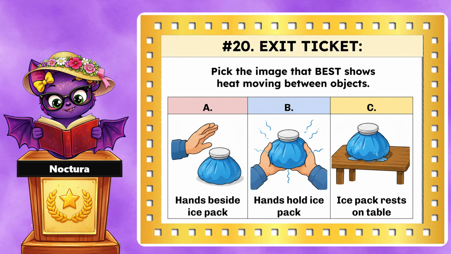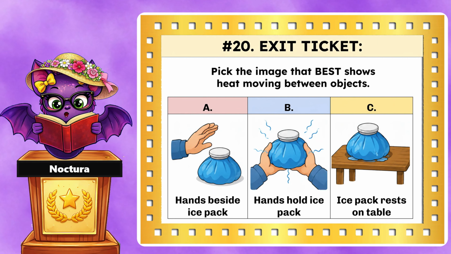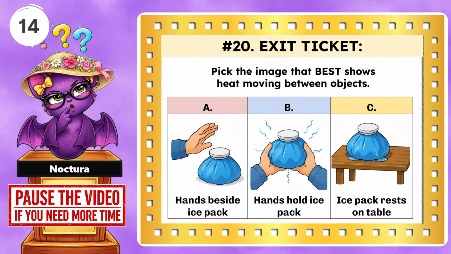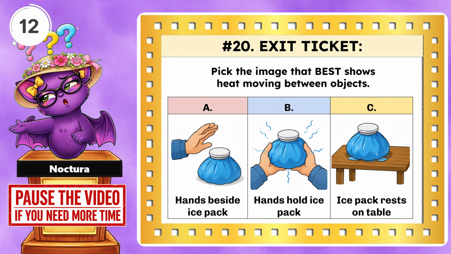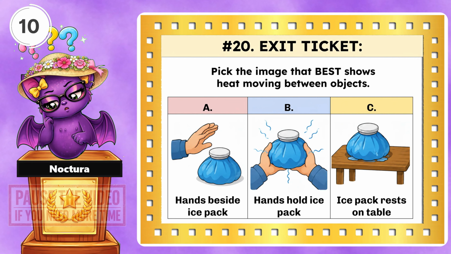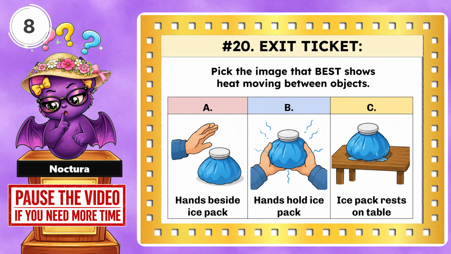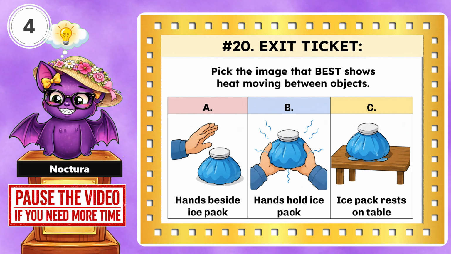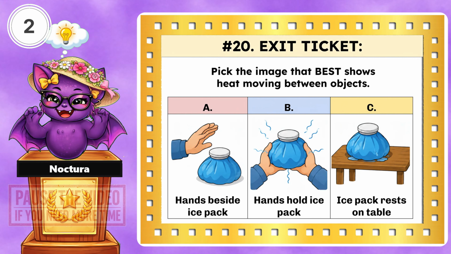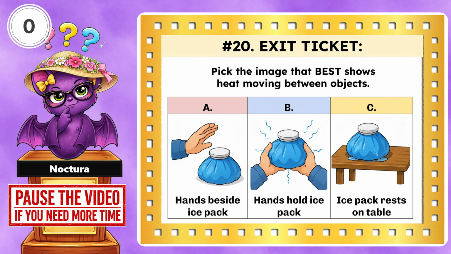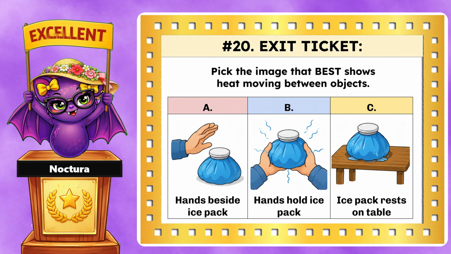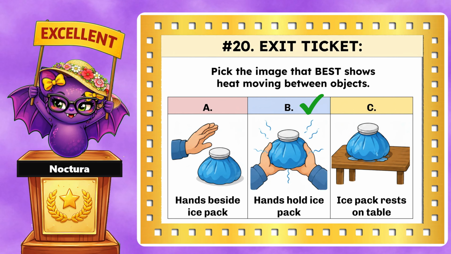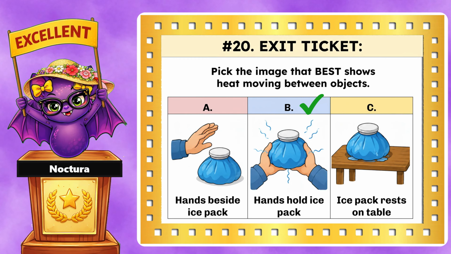Pick the image that best shows heat moving between objects. And the correct answer is letter B. Hands hold ice pack.